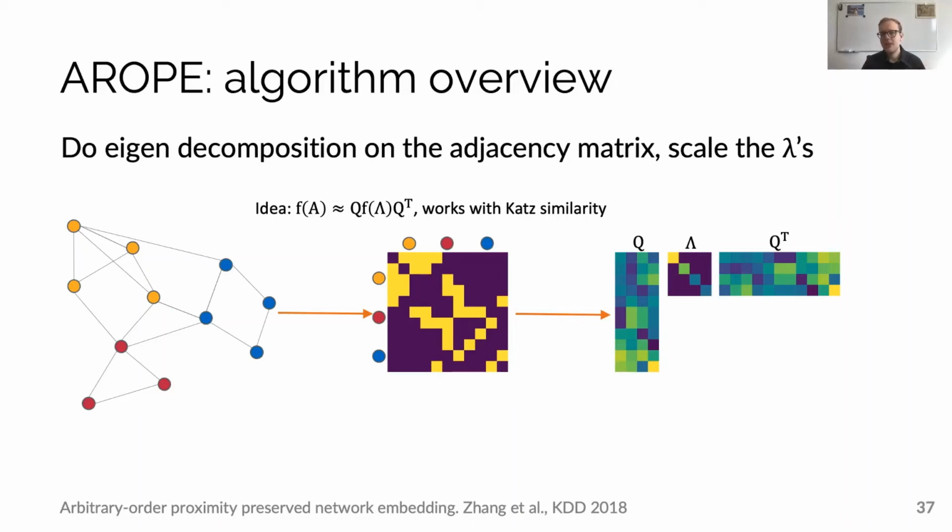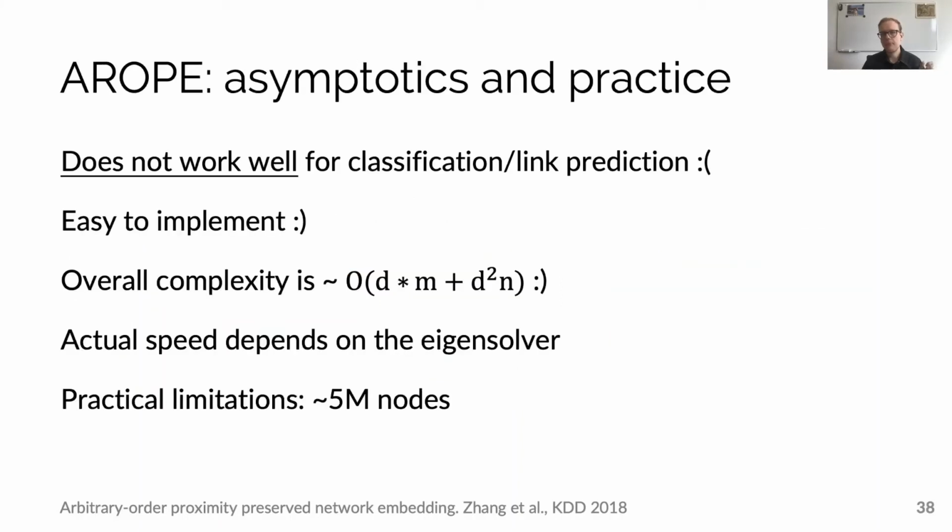So the embedding is basically just a weighted combination of the eigenvectors Q of the graph and the scaled eigenvalues lambda. Again, the problem with that is it doesn't work really well with node classification or link prediction. It is super easy to implement, and the authors provide implementations in Python and MATLAB. Overall complexity is not as amazing as HOPE, but it's still nice. It's just number of edges times d plus number of nodes times d squared. That's typically the dominating factor.